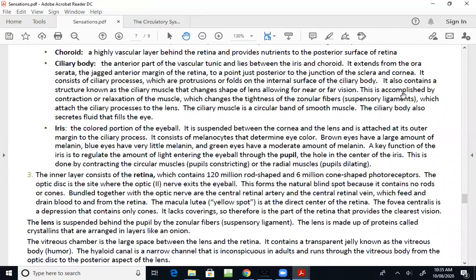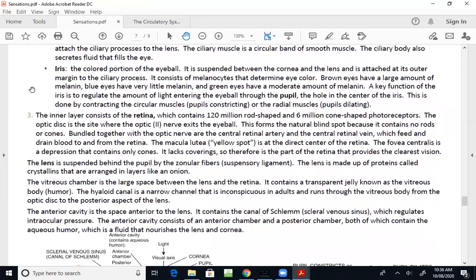This is accomplished by contraction or relaxation of muscle, changing the tightness of the zonular fibers. Zonular fibers are also known as suspensory ligaments, attached to the ciliary processes and to the lens. The ciliary muscle is a circular band of smooth muscle, meaning that we don't have voluntary control over it. And our ciliary body also secretes fluids that fill the eye that I'll talk about in a minute.